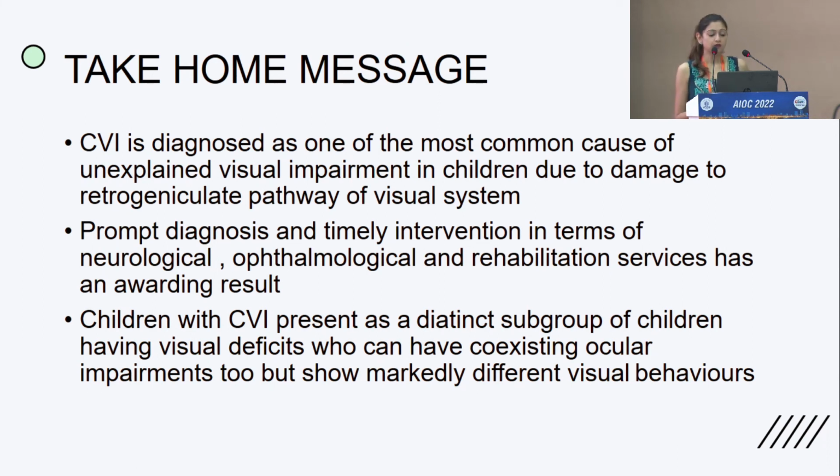So coming to the take-home message, CVI is diagnosed as one of the most common causes of unexplained visual impairment in children, which can be differentiated from visual impairment with ocular disorders if we study the visual behavior of these children. And children with CVI present as a distinct subgroup of visual deficits and might have coexisting ocular disorders as well. Thank you so much.